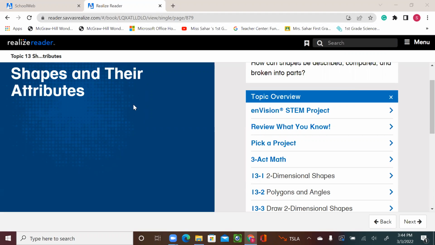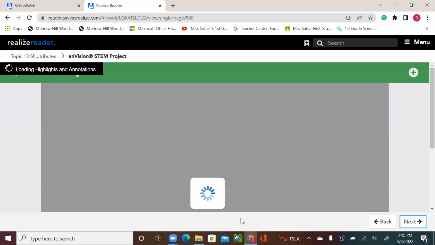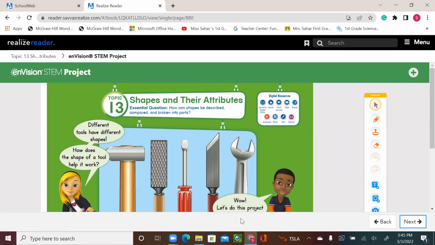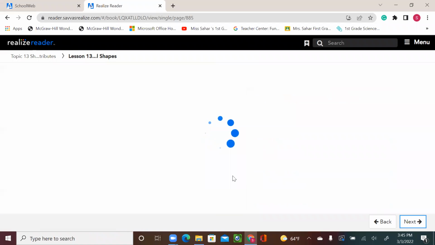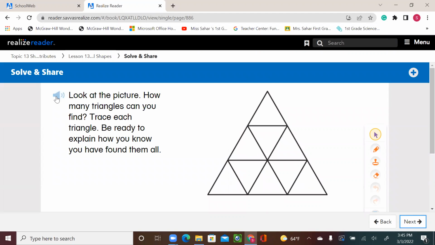Today, we're going to start a new chapter, chapter 13 and first lesson. So let's see what we have. Three-dimensional shape. Topic 13, lesson 1. Let's start. In your book, page 561.